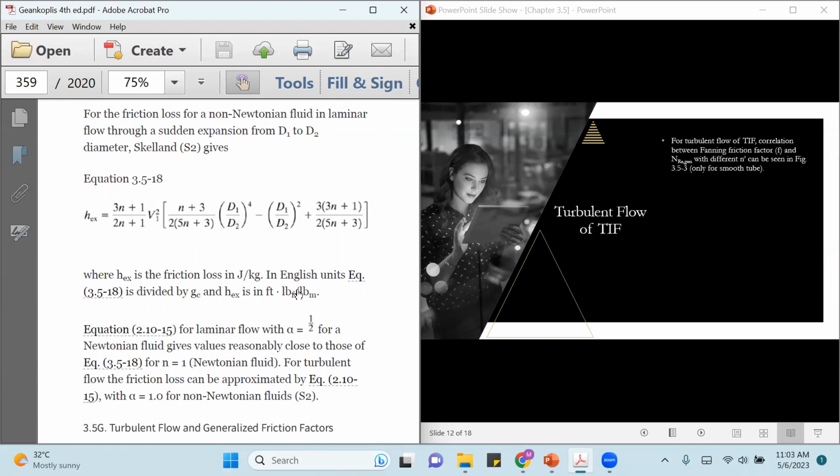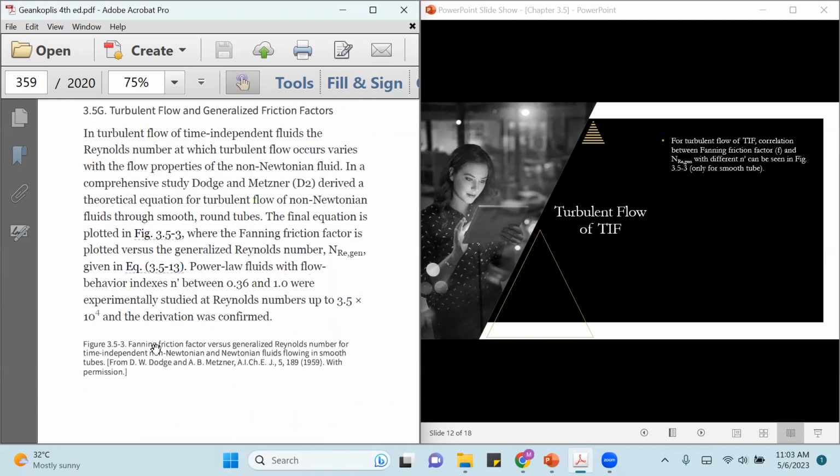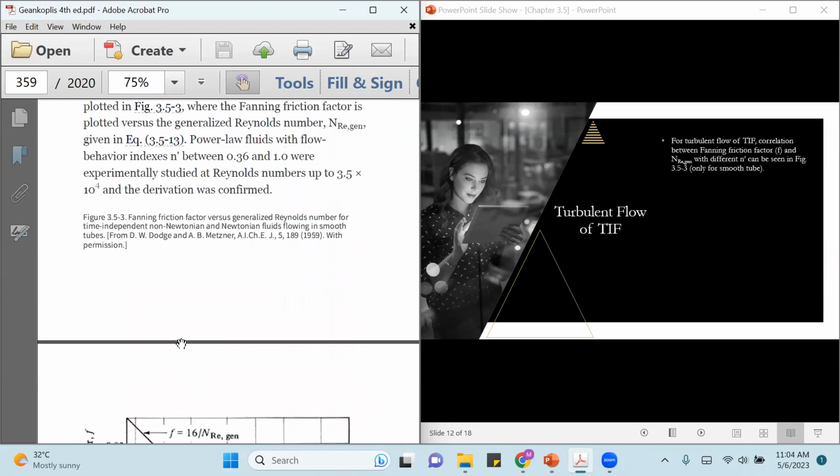Okay, so I will continue with turbulent flow. Again, it is similar to what we've learned in chapter 2. For turbulent flow of TIFF, the correlation between the Fanning friction factor and NRE gen, with different n, can be seen in figure 3.